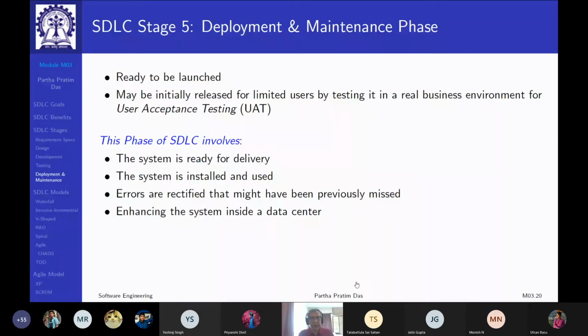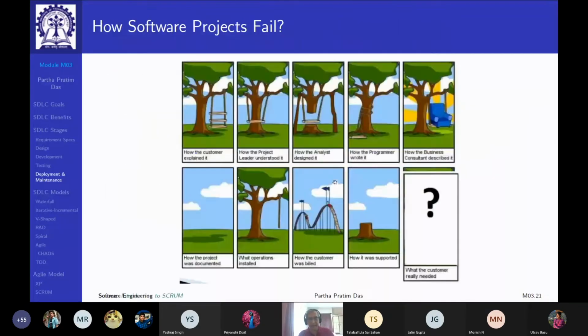Okay, so let's continue. Having seen the different stages, this is just for fun. This is a kind of comical way to say why software projects fail, and you can see the annotations below: what the customer explained, what the project leader understood, what the analyst got, and so on and so forth.